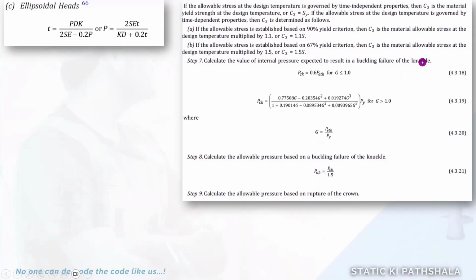We have this calculated for buckling failure of the knuckle. This is also buckling failure of the knuckle. So this is PAK, which is equal to whatever PCK we have calculated, divided by 1.5 as the factor.